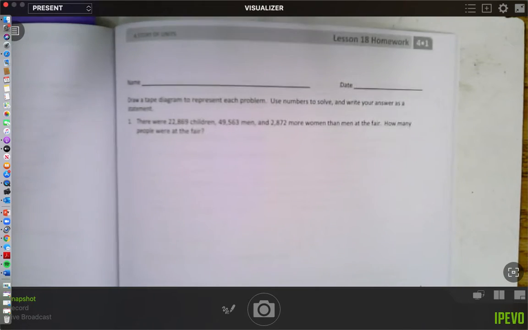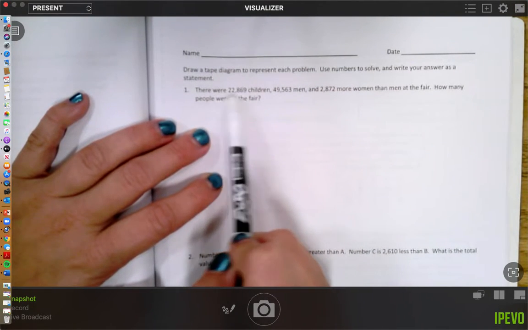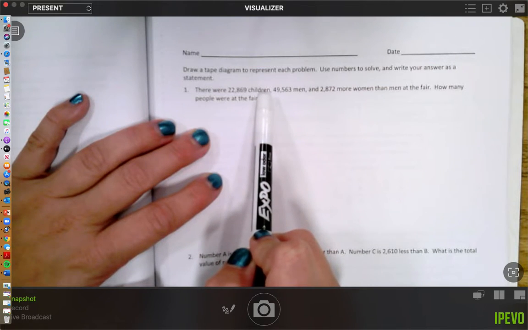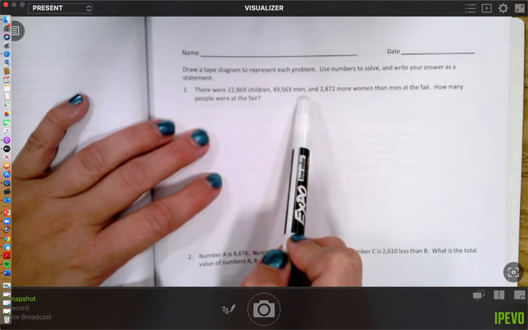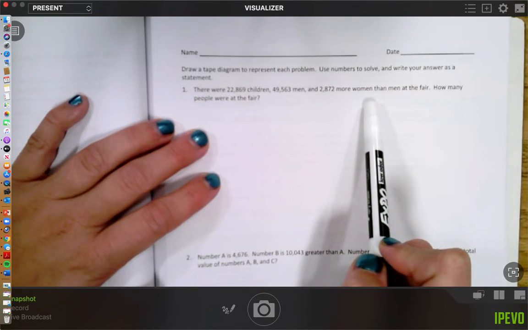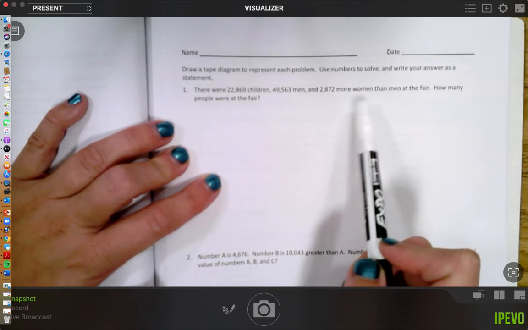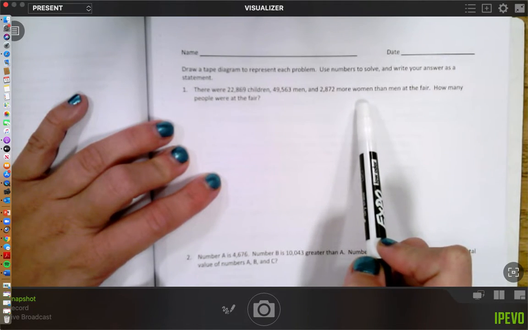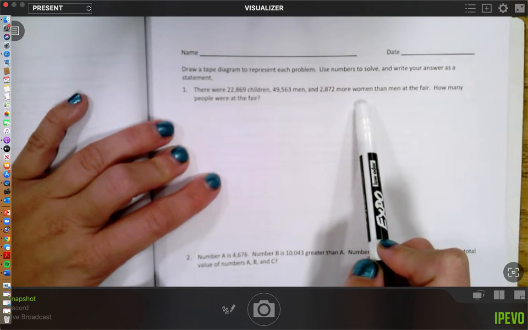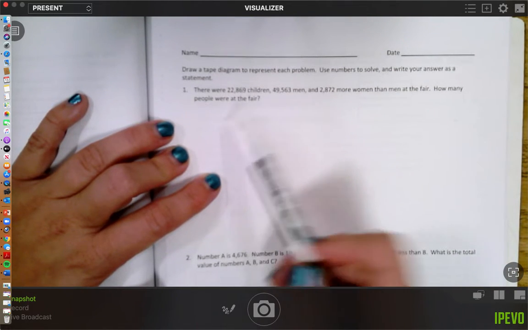Okay, so we know two things. We know how many children were at the fair, and we know how many men were at the fair. We don't know how many women were at the fair, but it gives us a clue to help us figure out how many women were at the fair. And finally, our answer is going to be how many people were at the fair.